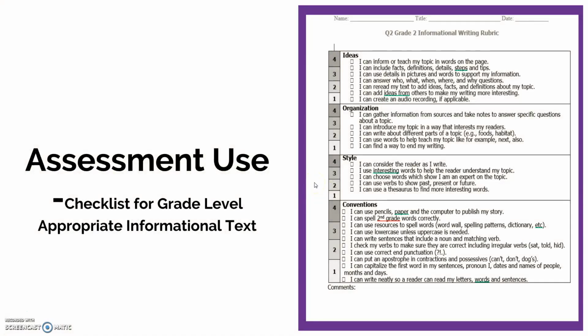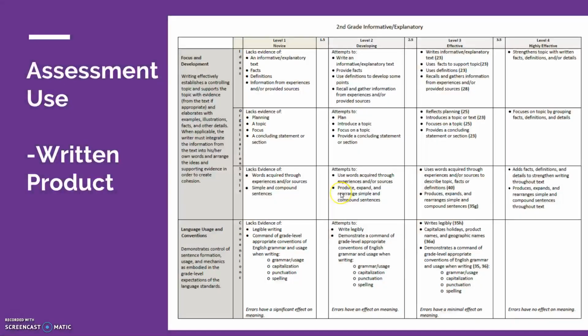This checklist was used as a formative assessment tool in demonstrating my students' writing levels as well as their strengths and weaknesses. This checklist was beneficial in providing student feedback also. This is the rubric I use to evaluate my students' written product. They are evaluated in the areas of ideas, organization, their writing style, and conventions. The levels range from novice to highly effective.